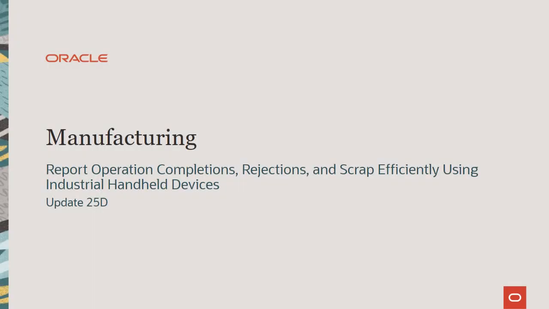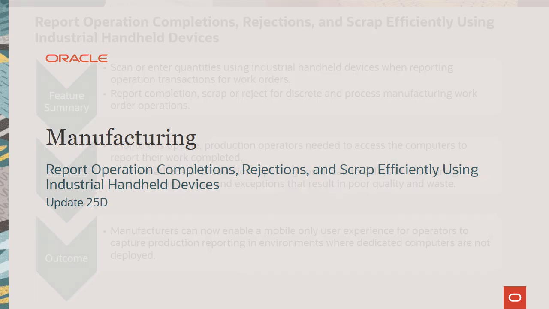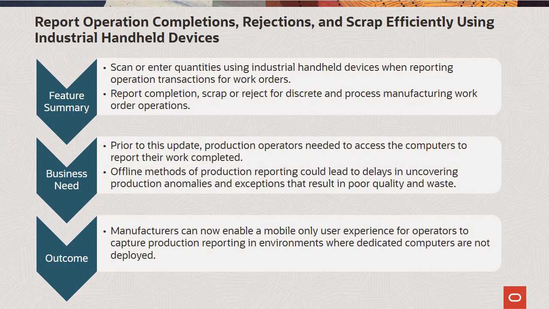Welcome to the demo of the 25D feature: report operation completions, rejections and scrap efficiently using industrial handheld devices. With this enhancement, you can now efficiently scan or enter quantities using industrial handheld devices when reporting operation transactions for work order operations. You can report completion, scrap or reject for discrete and process manufacturing work order operations.